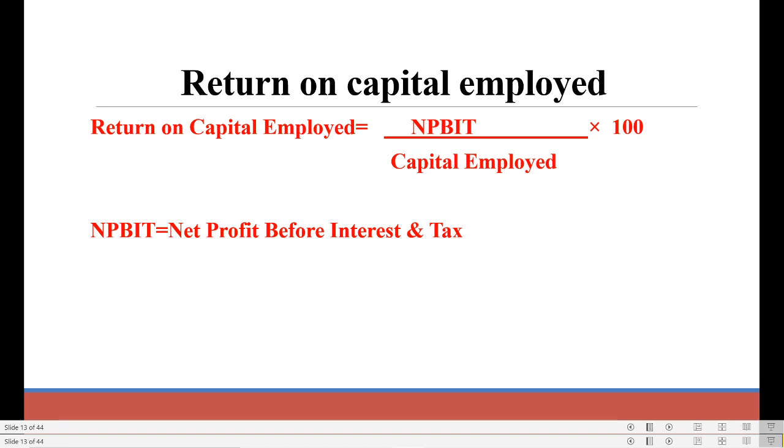You might have a doubt, ma'am, why NPBIT has come? Because capital employed, as I said, is at the company's level. So the company will try to calculate how much profit we have received overall, before deducting other expenses. That's why we have considered net profit before interest and tax as the numerator, upon capital employed into 100. Capital employed is basically the total of your liability side.